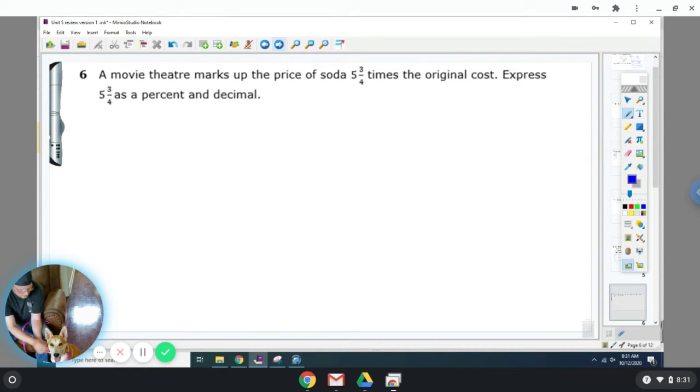Okay, number 6. A movie theater marks up the price of soda 5 3/4 times the original cost. Express 5 3/4 as a percent and as a decimal. So what we're going to do is really focus on the 3/4 and change that to a decimal. So 3/4 is just 3 quarters, which is 75 cents, or you can divide 4 into 3 and you get 0.75. So this mixed fraction will be written as a decimal as 5.75.